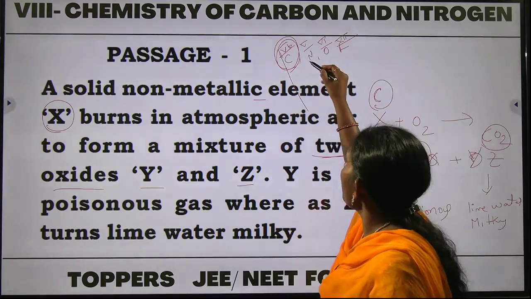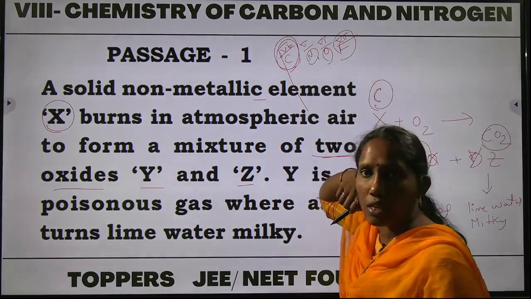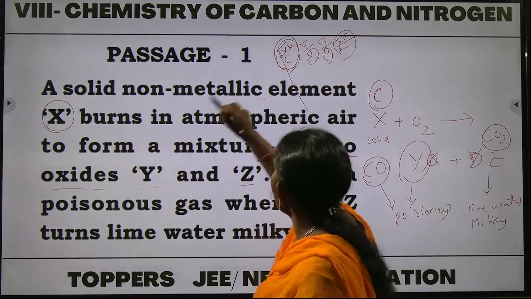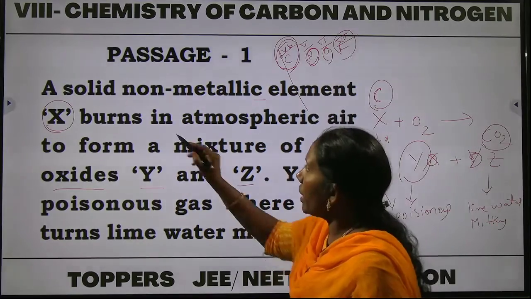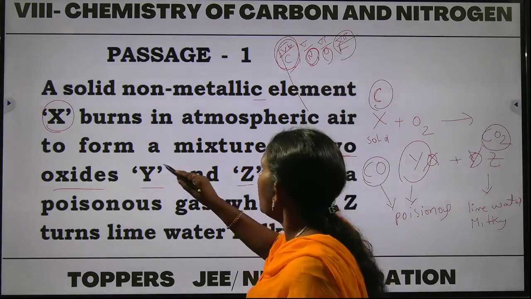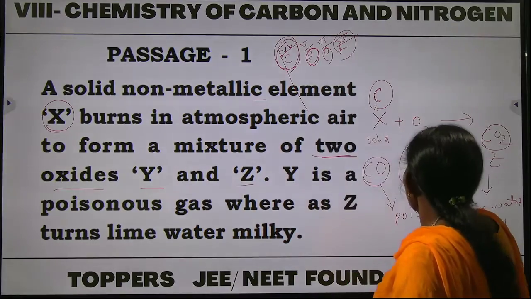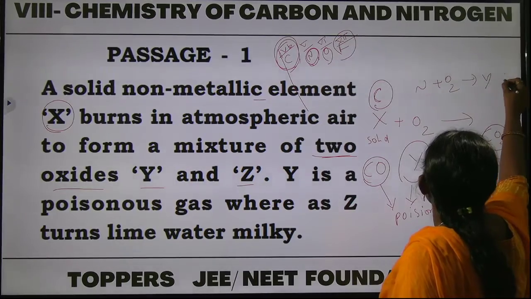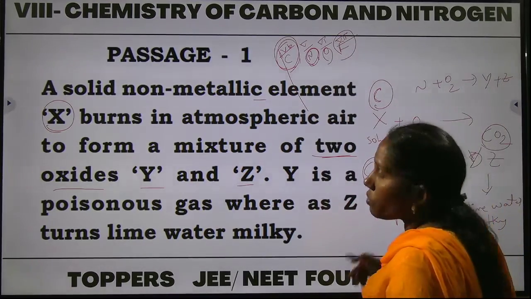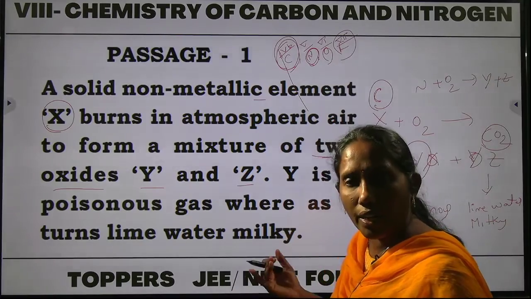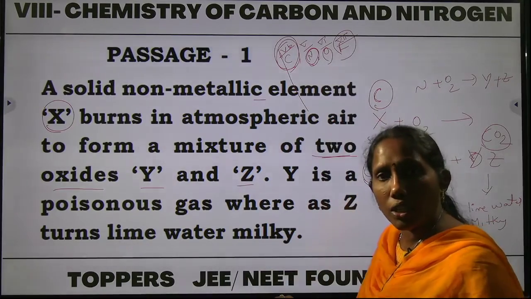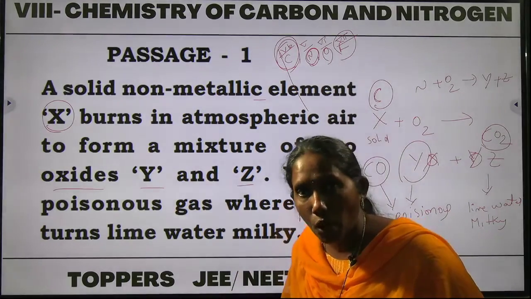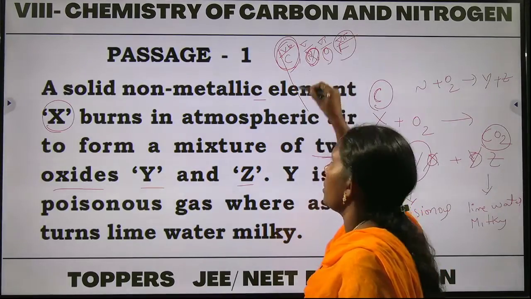Let us check the fifth, sixth and seventh group elements also. If a solid non-metallic element X is nitrogen, nitrogen burns in atmospheric air to form a mixture of Y and Z. Suppose nitrogen on combustion forms two oxides, nitrous oxide or nitric oxide. Those are not poisonous gases and they will not turn lime water milky. They don't have those properties. So it cannot be nitrogen.